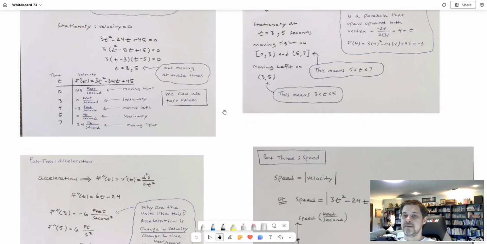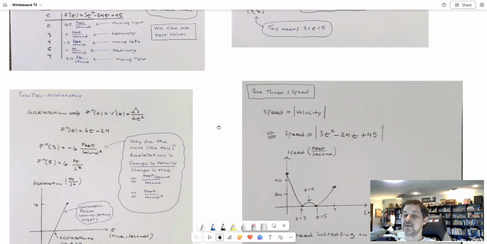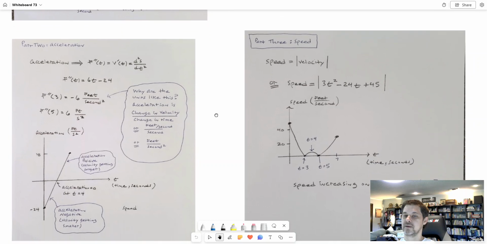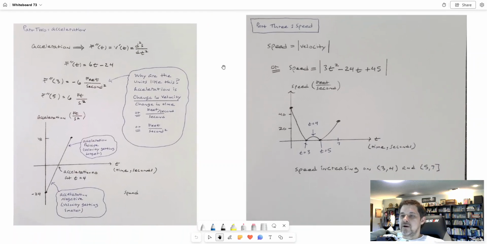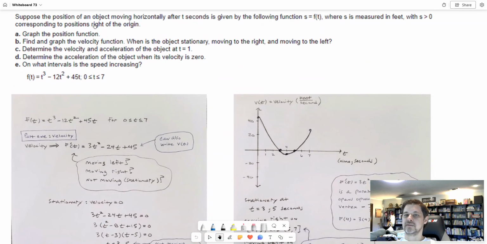So if I know that my velocity is 3t squared minus 24t plus 45, if I took the derivative of that, I'll get my acceleration. So that is 6t minus 24. There's your acceleration. All right. Now, whatever you want to know about the acceleration of this object, I can tell you through that formula. Okay?